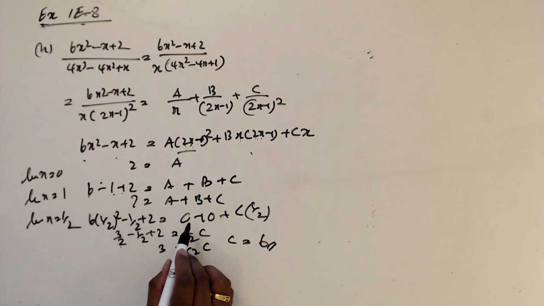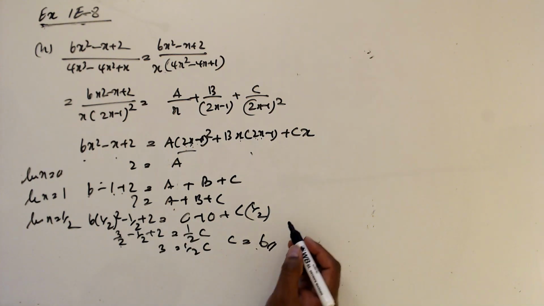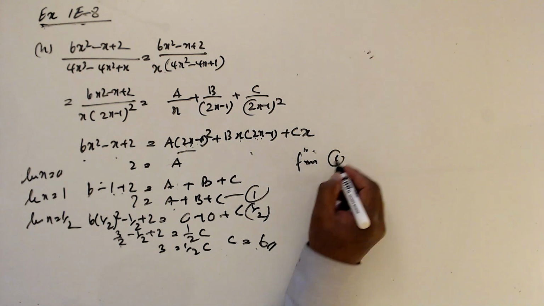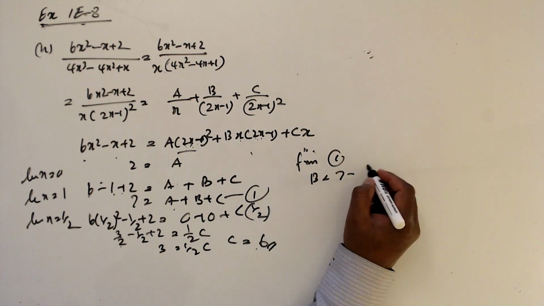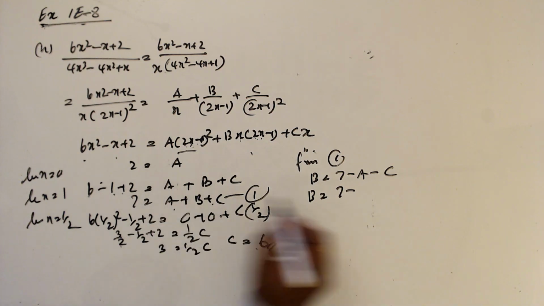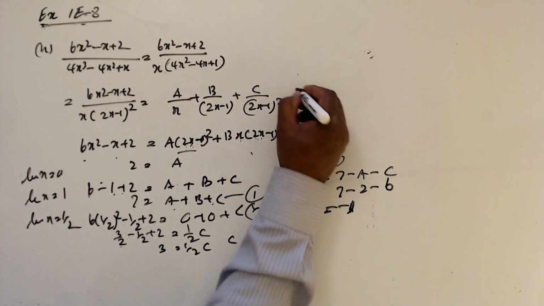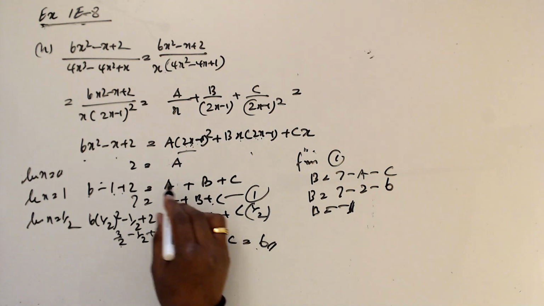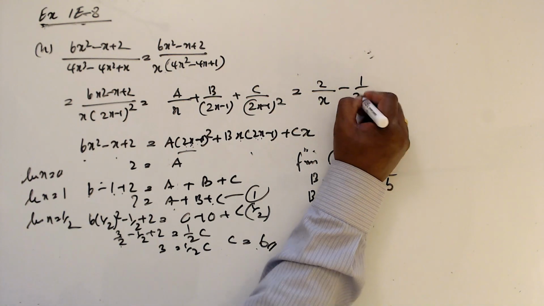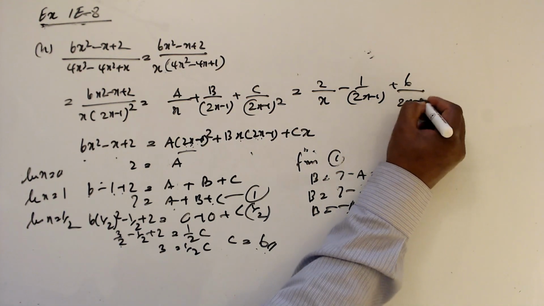Now I can substitute a and c here to find b. From 1, b equals 7 minus a minus c. So b equals 7 minus a, we found out 2, and c is 6. So b equals minus 1. Then we can write a, we found out, that is 2. 2 over x plus minus 1 over 2x minus 1, c is 6, plus 6 over (2x minus 1) squared.